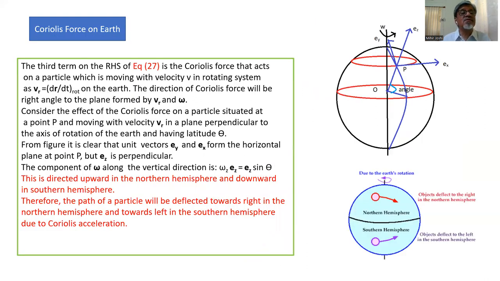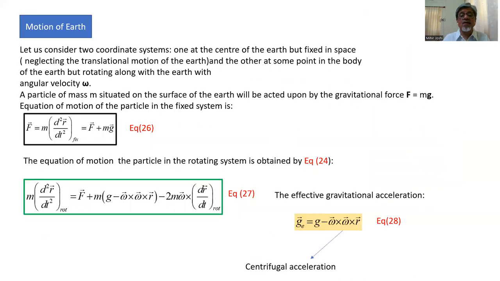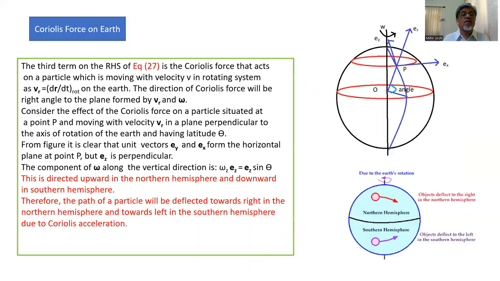Now we discuss the Coriolis force on Earth. It is an interesting part. The third term on the right-hand side of equation 27. Let us go back to equation 27. The third term on the right-hand side of equation 27, that is minus 2m omega cross dr/dt. It is the Coriolis force that acts on a particle which is moving with velocity v_r = dr/dt in the rotating system on Earth.